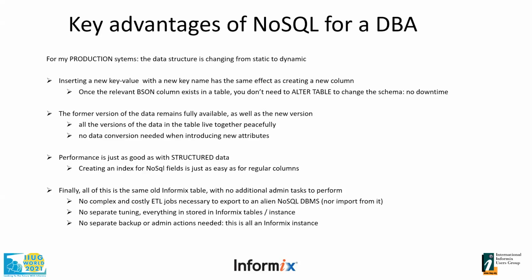So inserting a new key value pair with a new key name has the same effect as creating a new column in the table, which means translated by alter table. Once the BSON column exists, so I still need to create maybe the BSON column, but once I have it, we don't need any more to change the schema. No downtime. That's a good win.